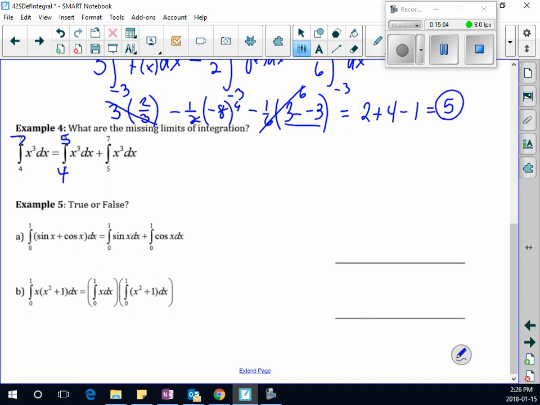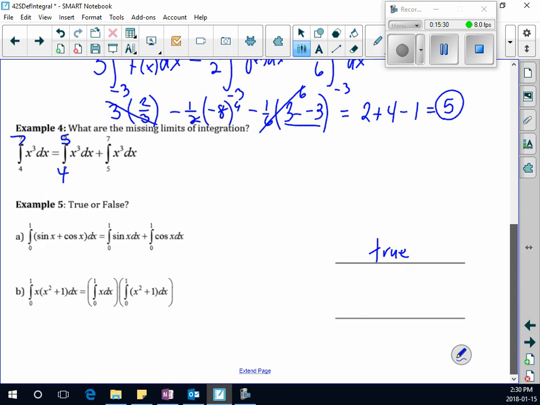Okay, I'll give you a second to do the true or false now. Okay, so A is the integral from 0 to 1 of sine x plus cos x. So they're saying you can split them up. Is that legit? Yeah. That's just the additive property, right? You can split up a function. Addition of two functions can be split up into two integrals.